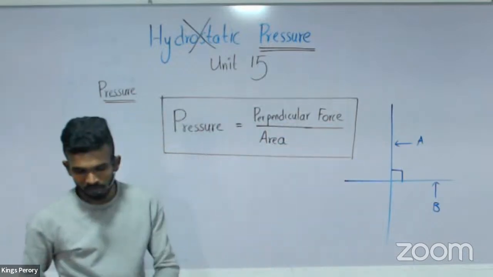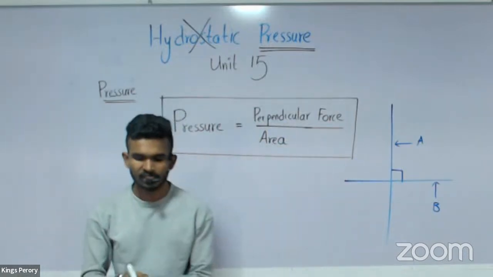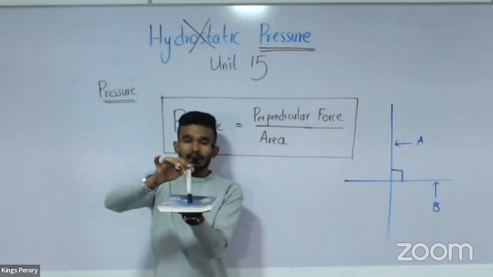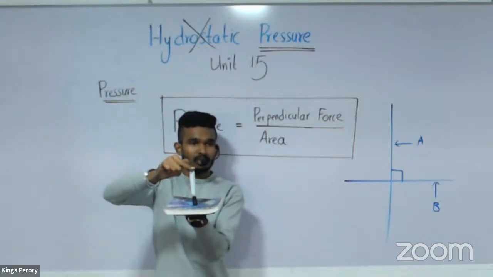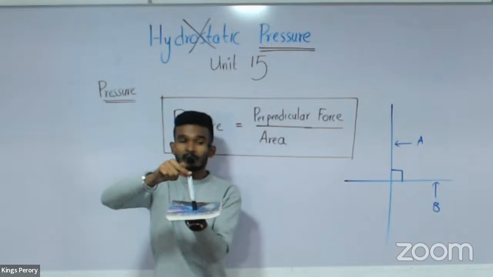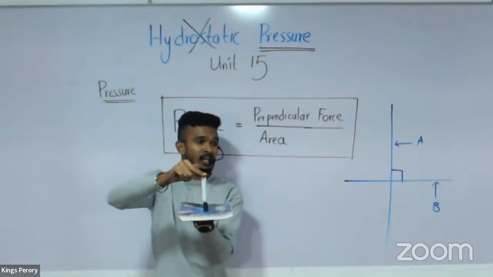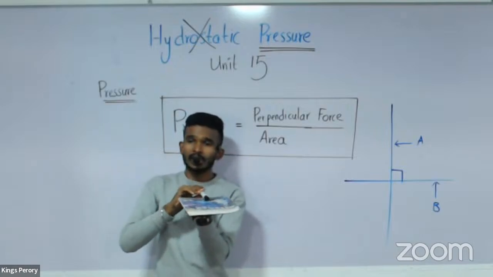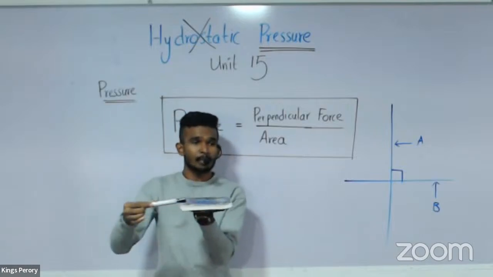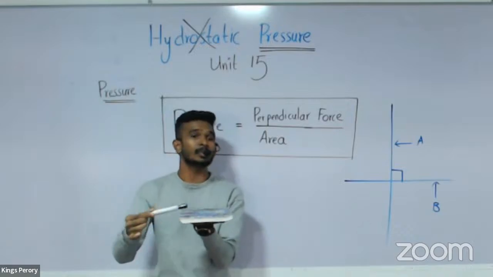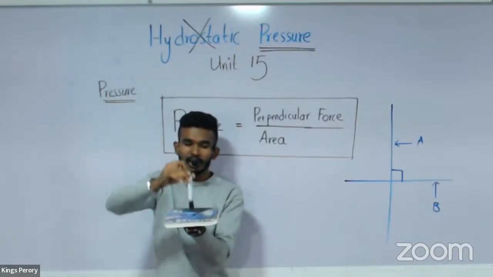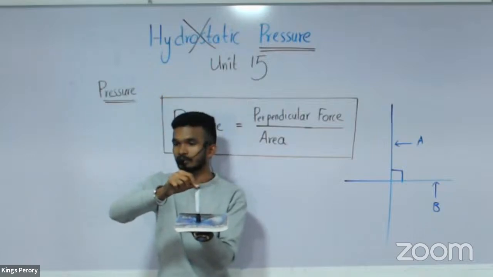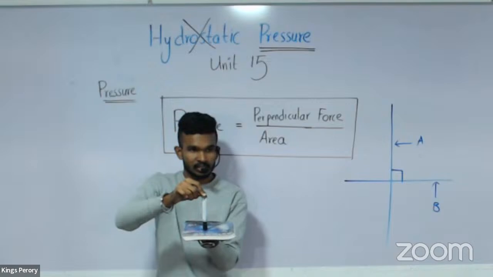If I show you, this is an area. Force is acting. This is a perpendicular force. This force divided by area will give us the pressure. Now tell me, is this a perpendicular force? No. Those are not perpendicular forces. Again, with the area, there should be 90 degrees. Perpendicular force. Understood the point there?